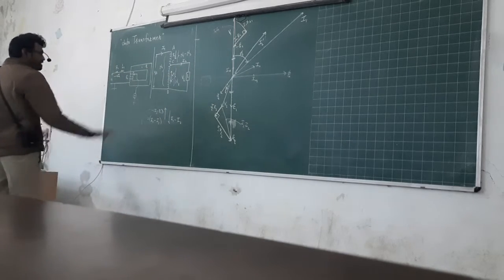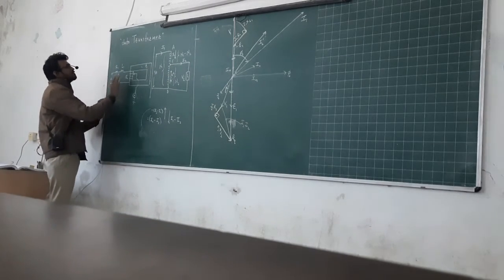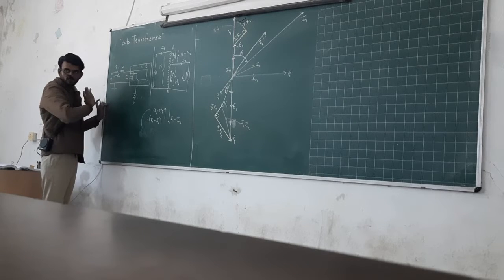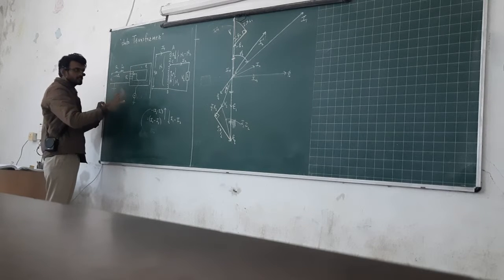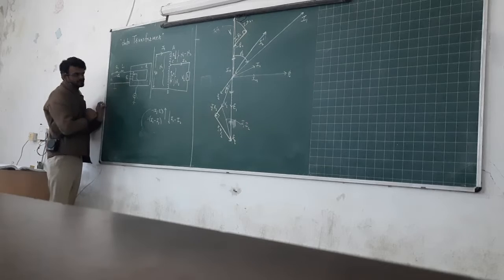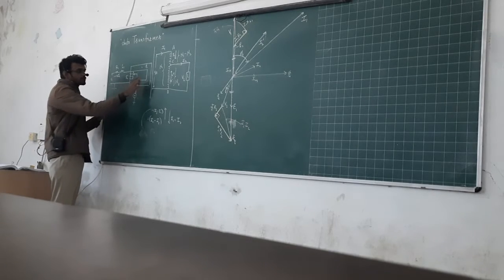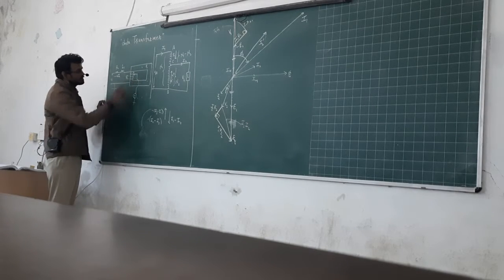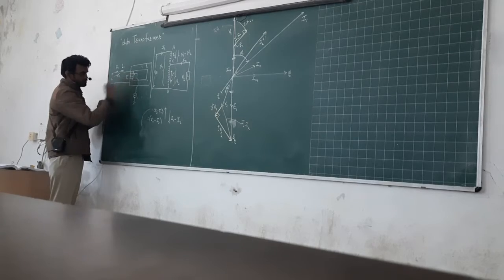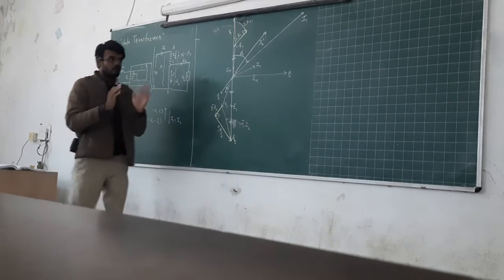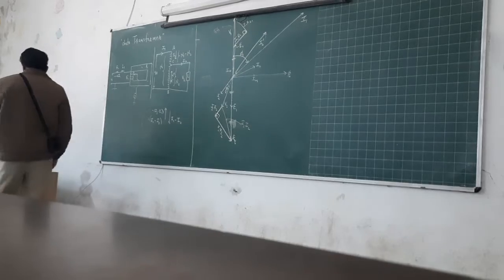Okay, so let's revisit what we are doing in the theory of the auto transformer. In an ordinary transformer, two windings are there. What we are doing, we do not use the secondary winding. We will remove the insulation from this portion, so that portion will become conductive. Are you getting the point?